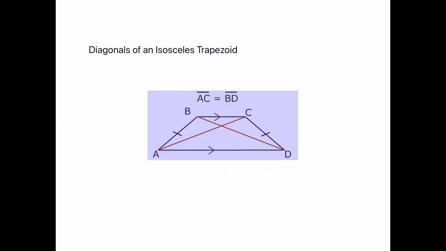So remember that a diagonal goes from one corner across the shape to the other side. So AC is a diagonal and BD is a diagonal of this isosceles trapezoid. And in isosceles trapezoids, diagonals are congruent as well. So AC equals DB.